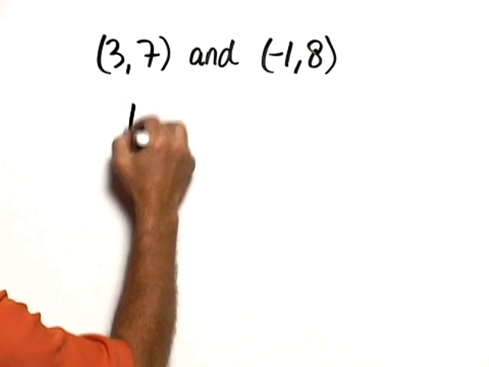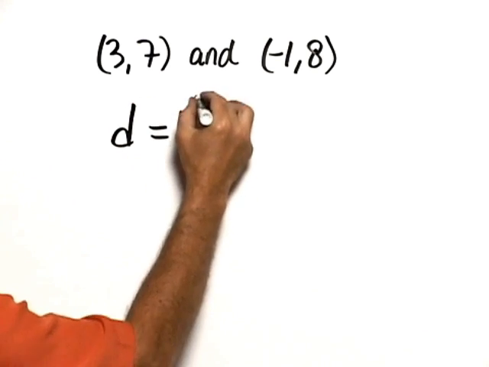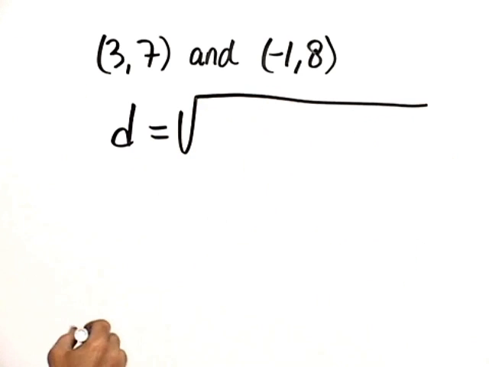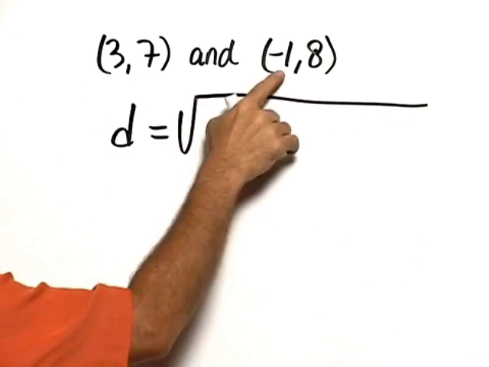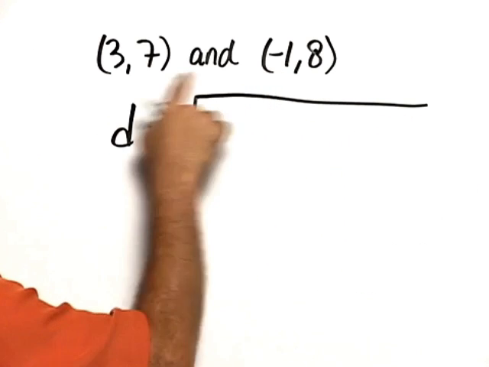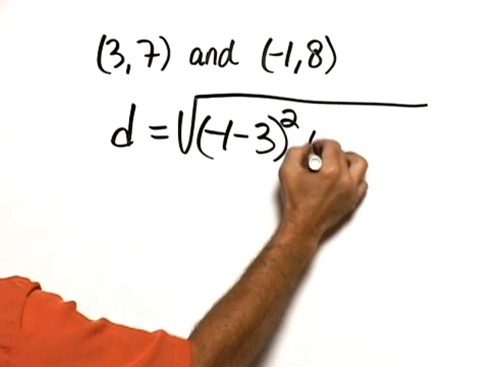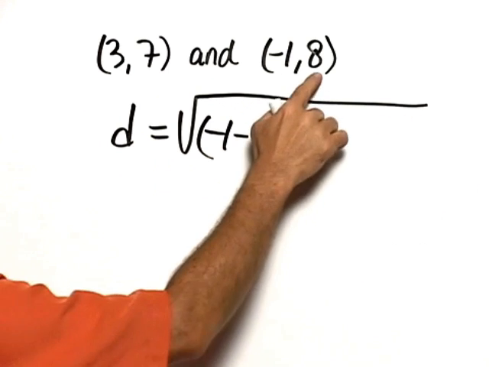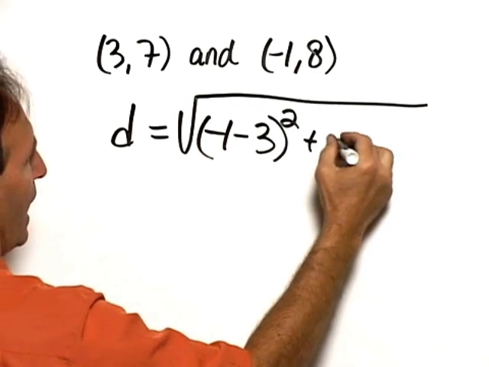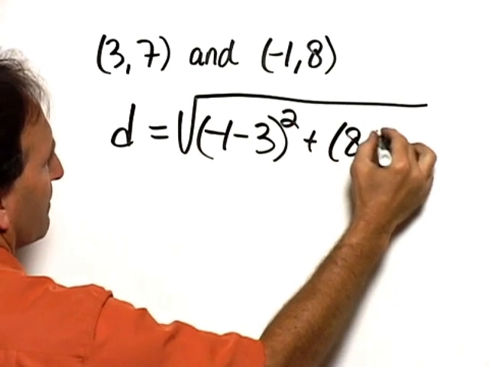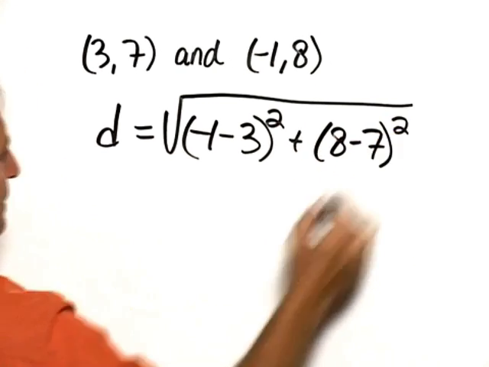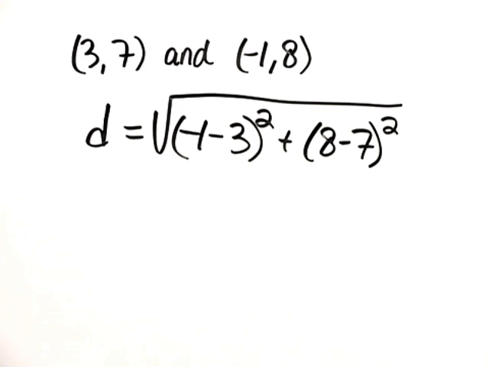Remember, the distance formula tells us d is equal to the square root of, now, we take the difference in the x's, x2 minus x1, squared, and add to that the difference in the y's. So y2, which is 8, minus y1, which is 7, quantity squared.